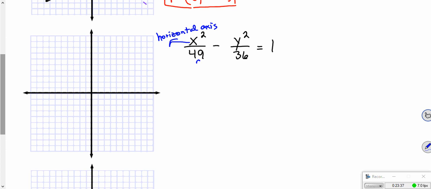Now this 49 is a squared, so that means a equals 7. So I'm going to go ahead and graph that. 1, 2, 3, 4, 5, 6, 7, and negative 7. Those are my two vertices. Now, this is my b squared, so that means b is 6. Again, I don't really need that other than for my box.